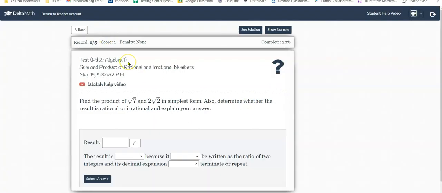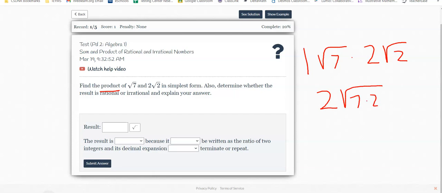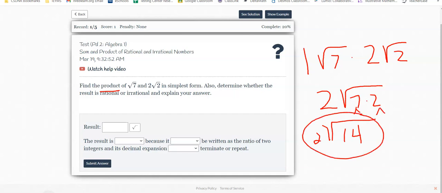Let's try this one more time. The square root of 7, and we want a product. Square root of 7 times 2 square roots of 2. Well, there's a 1 out here, so it's 1 times 2, and the square root of 7 times the square root of 2 is 2 square roots of 14. 7 cannot be factored, 2 cannot be factored, so I'm done here.